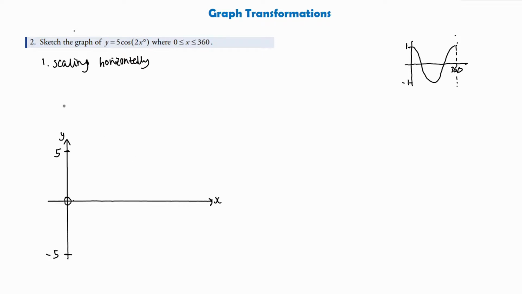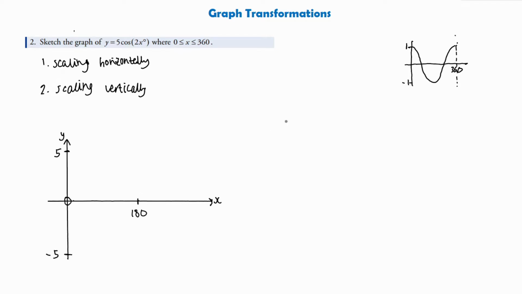However, we have a second scaling. We have a scaling horizontally. And this is because our 2x here, or 2 times x, is inside the bracket. So when we scale horizontally, in this case, our k is greater than 1. And if you remember, when it's greater than 1, it actually compresses the graph a little bit, corresponding to the x-axis. So in this case, instead of our period finishing at 360, it's going to finish at 180.